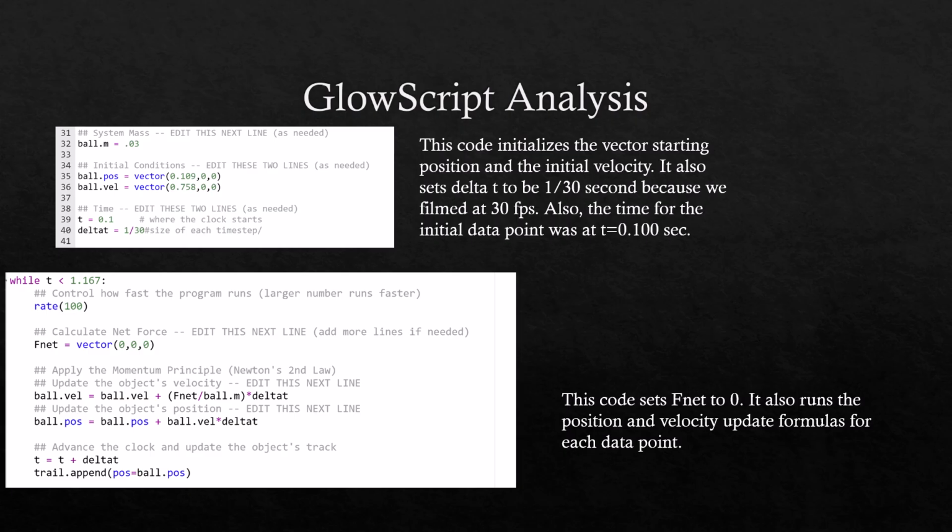The bottom code sets fnet to 0, which is the entire purpose of the lab, showing a constant velocity, which would have no net force. It also runs the position and velocity update formulas for each data point in the while loop, which is just our iterations.